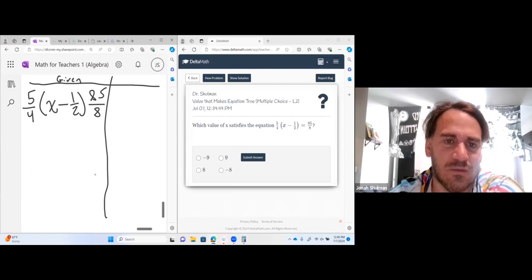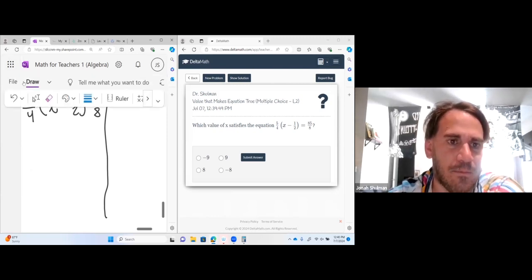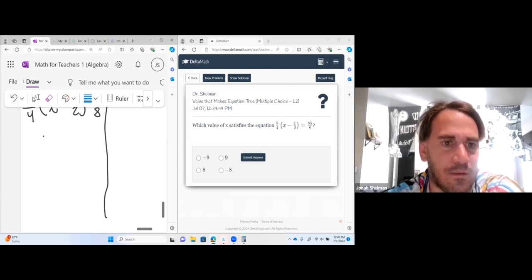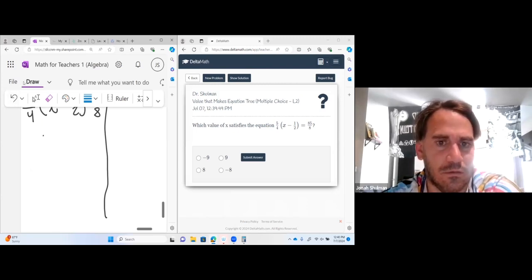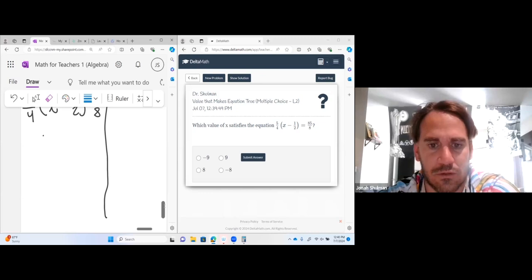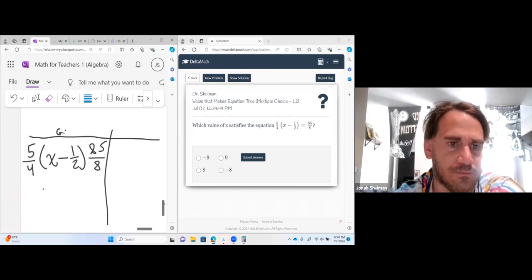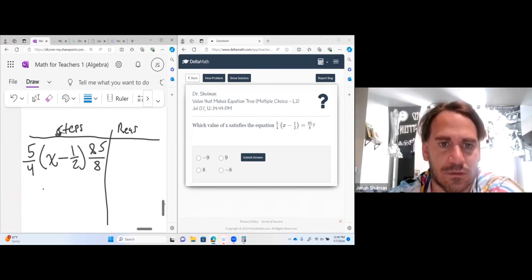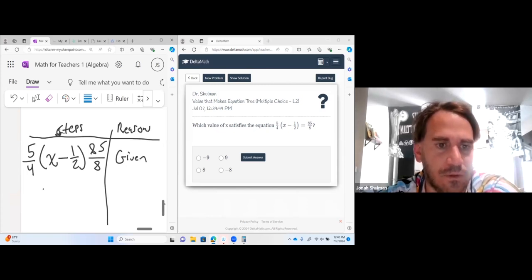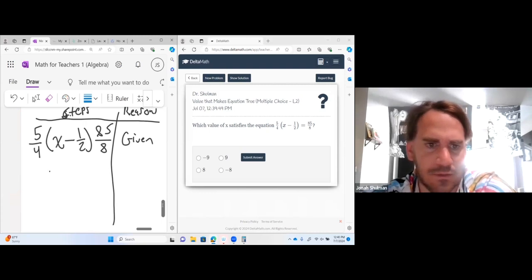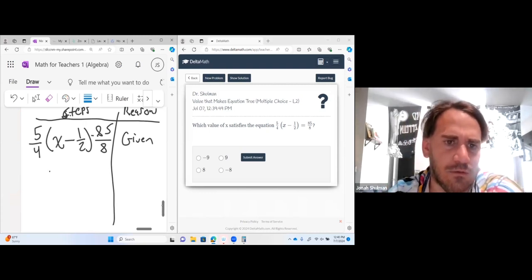And then we have our, oh, sorry. Oh, it's loading. So these are our steps. And these are our reasons. And the first thing is always given to us. So if I'm looking at this thing, right? I even lost my equal sign somehow.